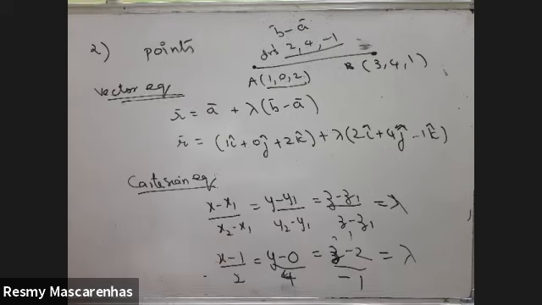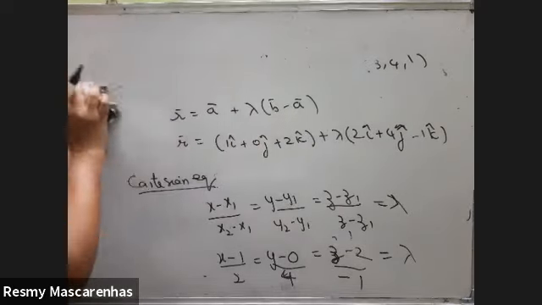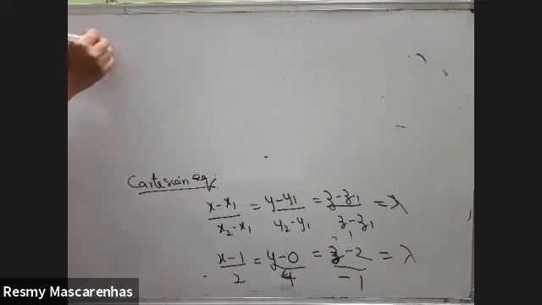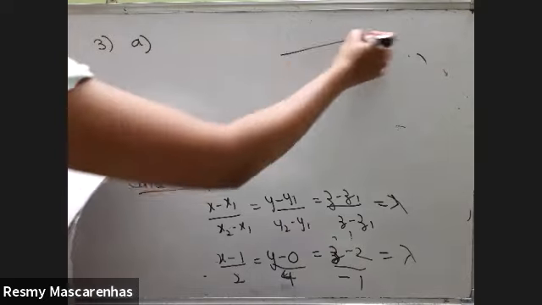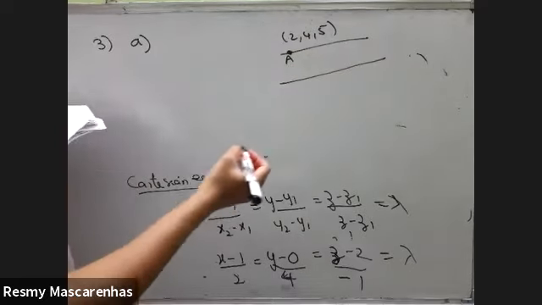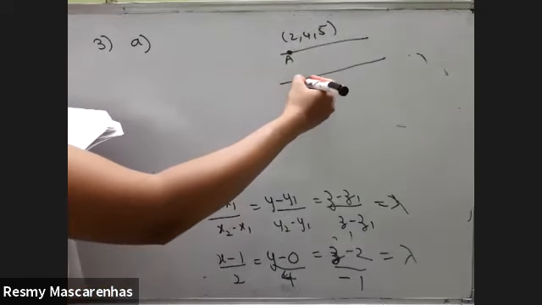Third one, A1. Find a Cartesian equation. Now only Cartesian has been asked, of a line passing through the point, this is A. There's one more line given to you, and it is parallel to the line whose equation has been given.